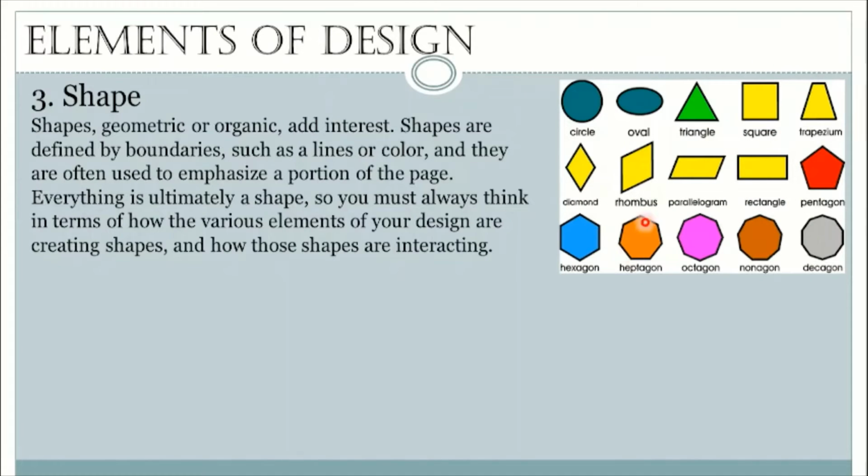Now in this image you can see various shapes: the circle, the oval, the triangle, the square, the trapezium, the diamond, the rhombus, the hexagon, the heptagon, octagon, rectangle, pentagon. So these all are shapes. In this world, if there are no shapes, you can't define anything. So shape is one of the most important elements of design.